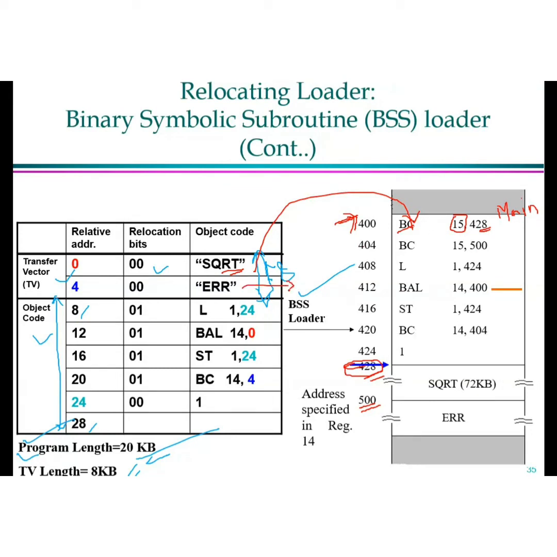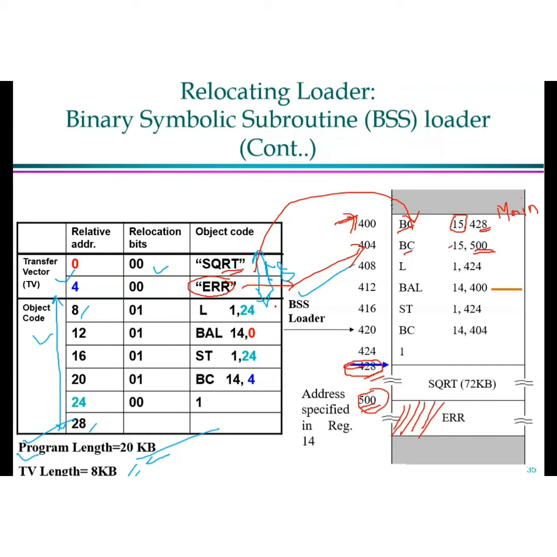Similarly, load the next statement, that is ERR. So again, you are writing at location 404 BC. So remember, for each transfer vector entry, you have to write one branch instruction. So BC 15, 500. Now this ERR subroutine is loaded at location 500. Observe this space. This is the ERR area. I'm writing some lines over here, red color lines. So this 500 location is the starting location of the ERR subroutine. So आपको जब call करना है, you will jump to location 500. And the return address will be stored in register 15 again.